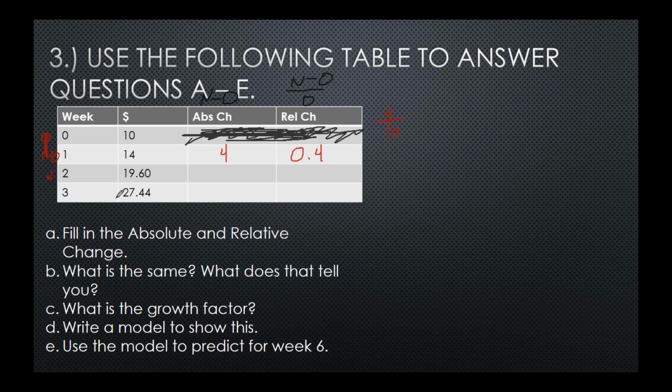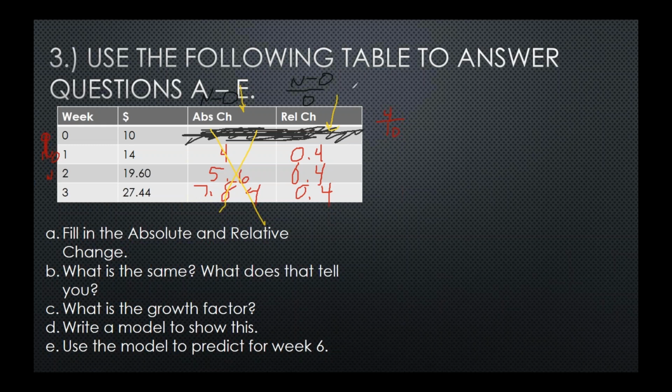Okay, so if we look at the absolute change for the next 2, we have 5.6 and 7.84. Our relative change is 0.4 for all of them. Now, when you're looking at these, absolute change is a number thing. If you have a constant change, you would have slope, because slope is a constant change. Well, this is not constant. 4, 5.6, 7.84, those are all different. So I do not have a linear model because I do not have a constant change. That's how we can tell by looking at this table.